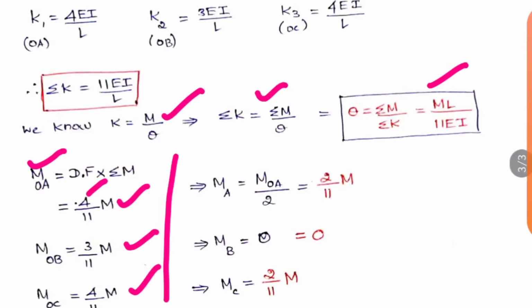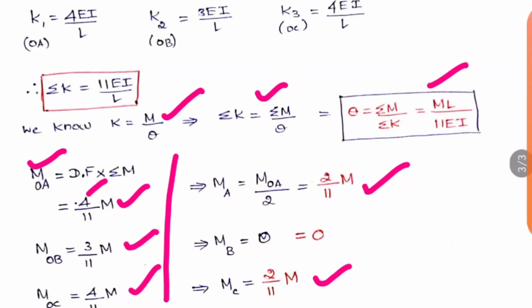Now we got all three moments with respect to the joints. Now we want to find the moments at the supports, so we can apply the concept of the carryover moment. We know that the supports at A and C are fixed supports and B is a hinged support. In carryover moment, what we studied is that if the farther end is fixed, the carryover factor is half. So here 4 by 11 into M divided by 2 is 2 by 11 into M. So we got MA. MC is also a fixed support, so there also it is half, and it is 2 by 11 into M.